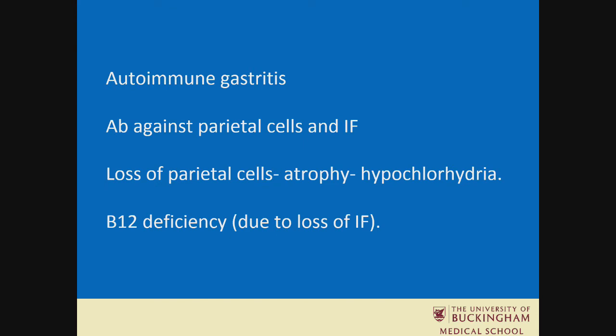In autoimmune gastritis, there is an antibody against the parietal cells and intrinsic factor. So the parietal cells are destroyed, and that leads to hypochlorhydria because there is reduced acid production, isn't it? Atrophic gastritis. And intrinsic factor is involved in absorption of B12. So when intrinsic factor is destroyed, that leads to B12 deficiency as well. So this is atrophic gastritis.